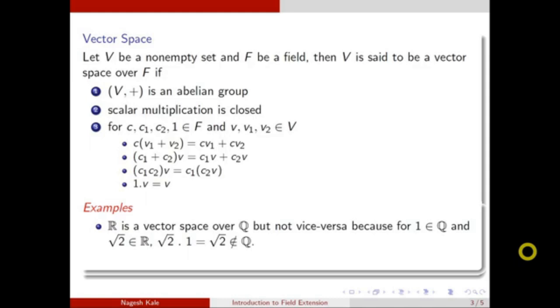So I cannot say that Q is a vector space over real numbers, but I can surely say that real numbers is a vector space over rational numbers. In short, I can say that every field is a vector space over its subfield.